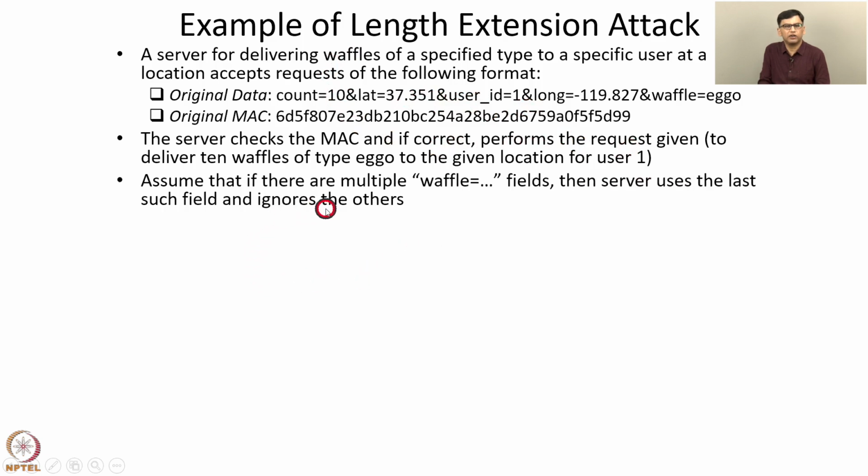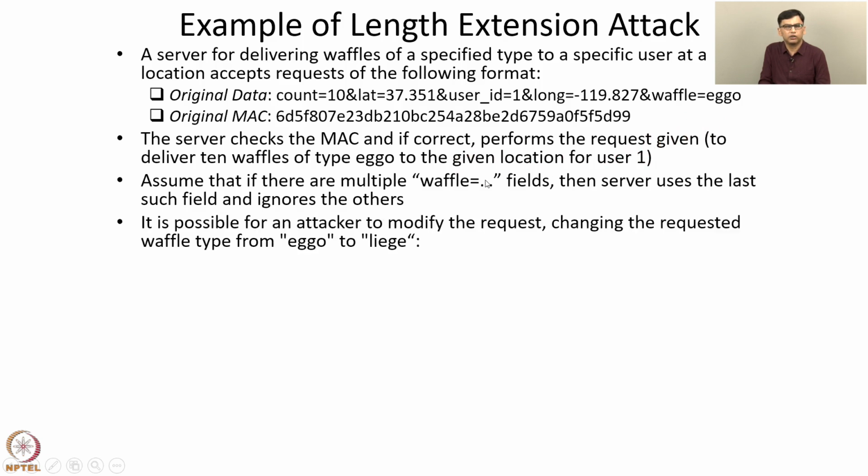Now assume that if there are multiple waffle equals something fields, then the server uses the last such field and ignores the others. So here there is only one field, waffle equals ego, but after a length extension attack there will be multiple fields, and then the server will use the last such field and ignore the others. It is possible for an attacker to modify this request and change the waffle type from ego to LIG.